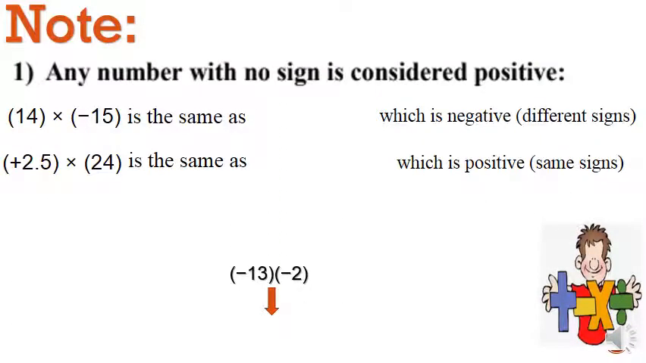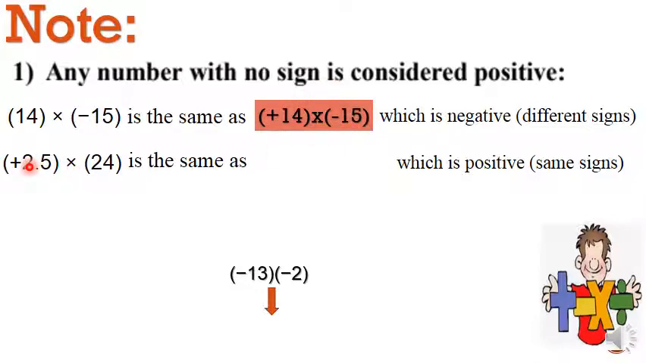Now let's take some notes. We said that any number with no sign is considered as positive number. Okay, look here, 14 times minus 15. In another way, we can write it as positive 14 times negative 15. Okay, so here it's clear its sign is positive. And now you can find the answer. Positive times negative, their answer will be negative. Why? Because we have different signs.